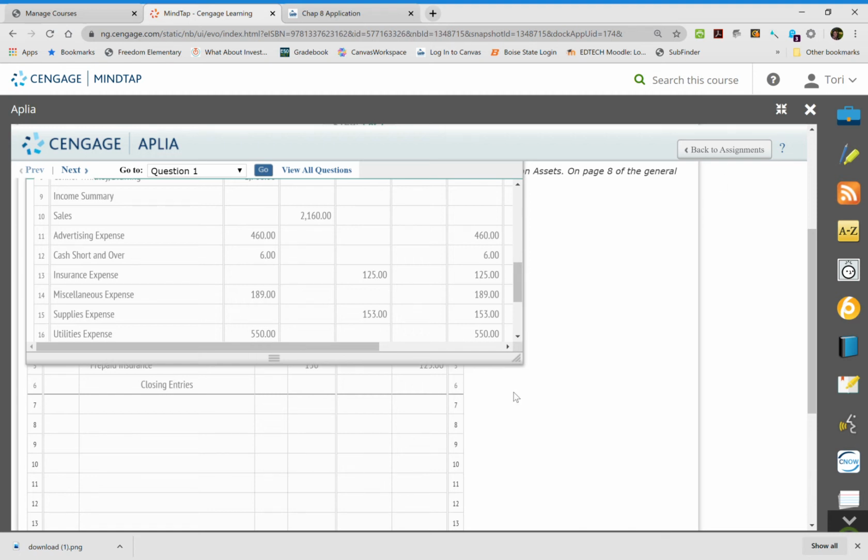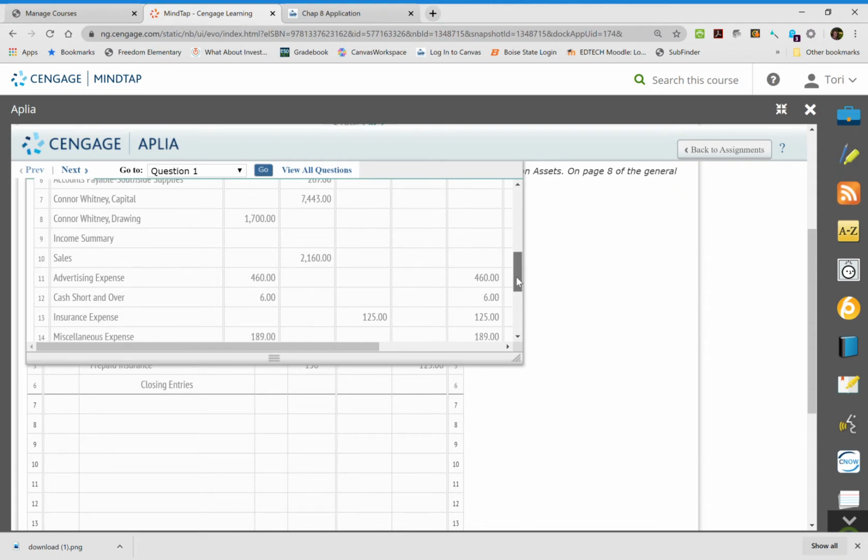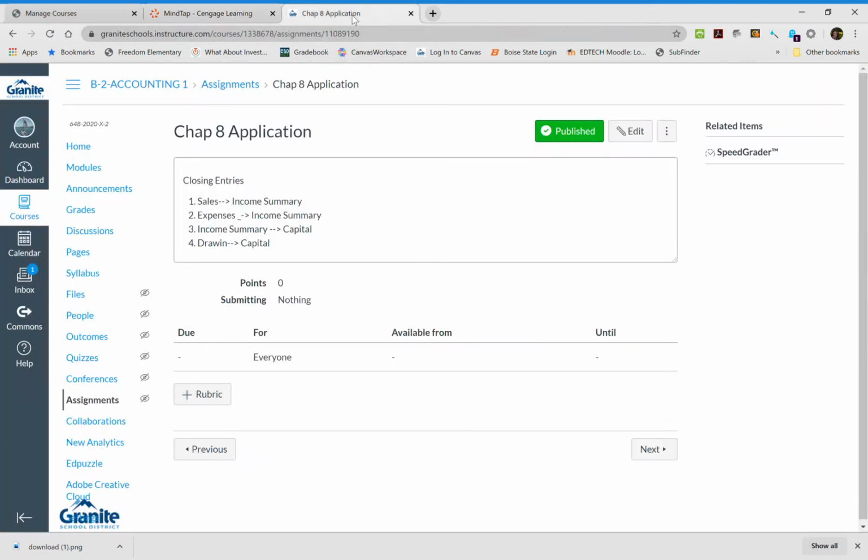We are going to start the last chapter for Accounting 1, and it's all about closing out the accounts. Everything from income summary down will be closed, and also your drawings will be closed. So we want to zero these accounts out. I have on our Canvas page the steps to closing out.